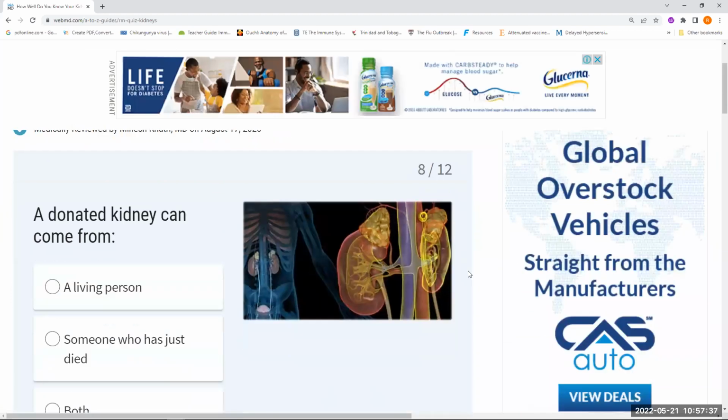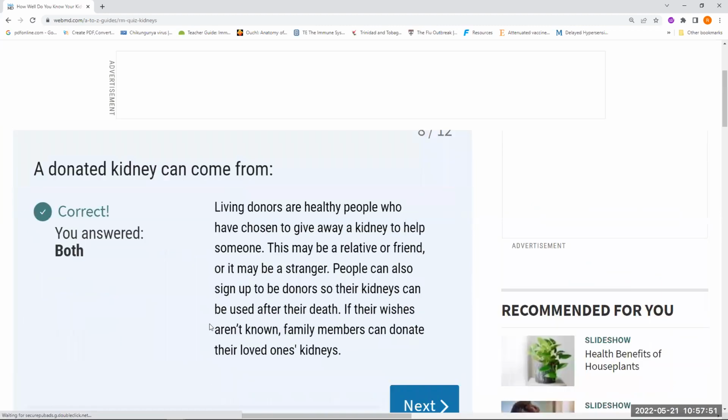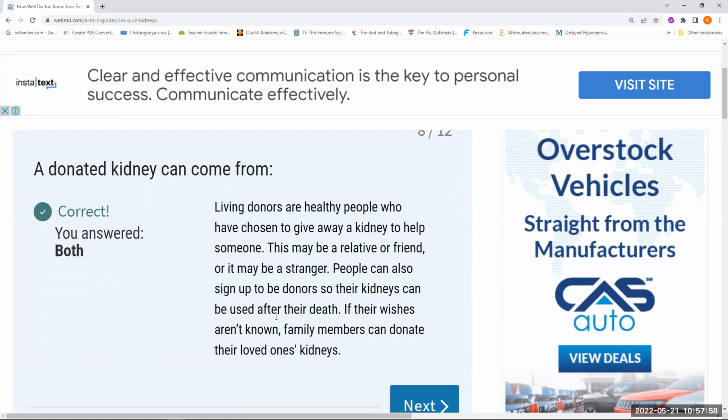We're almost there. A donated kidney, let me see some new hands, could come from a living person, someone who has just died, or both. All right, everybody saying both? Yeah, both. So living donors, but also somebody who has recently been deceased, right? What they could do is actually donate kidneys.